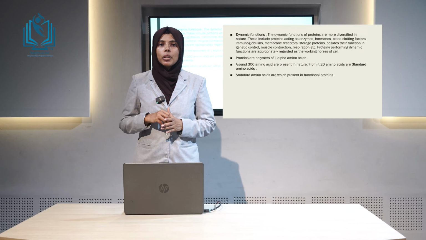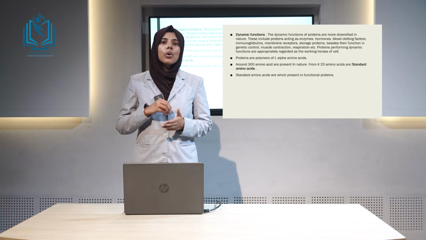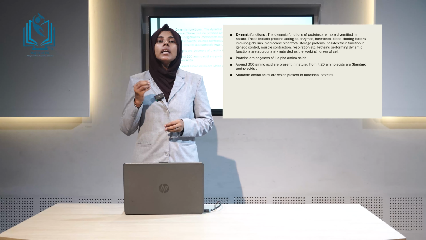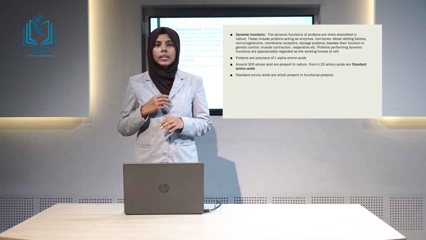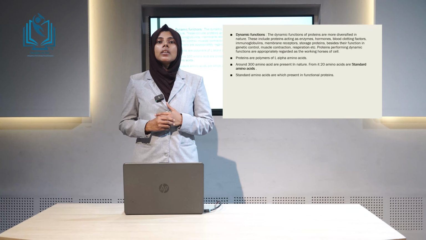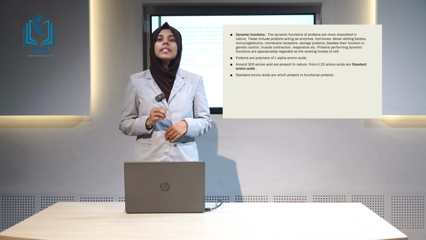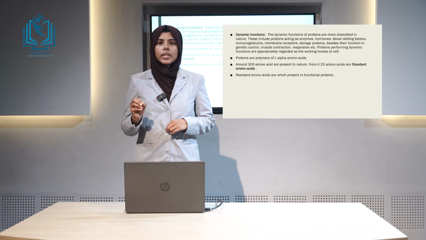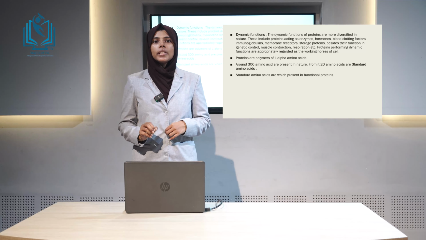What are standard amino acids? We know that standard amino acids are the amino acids which are involved in proteins. Which proteins? Functional proteins. That means proteins which are made up of those amino acids, which are standard amino acids. Standard amino acids are involved in our genetic code, and these amino acids are present in the structure of functional proteins.